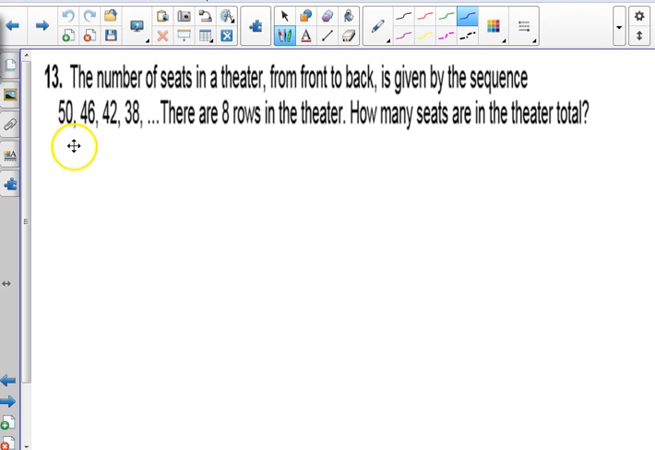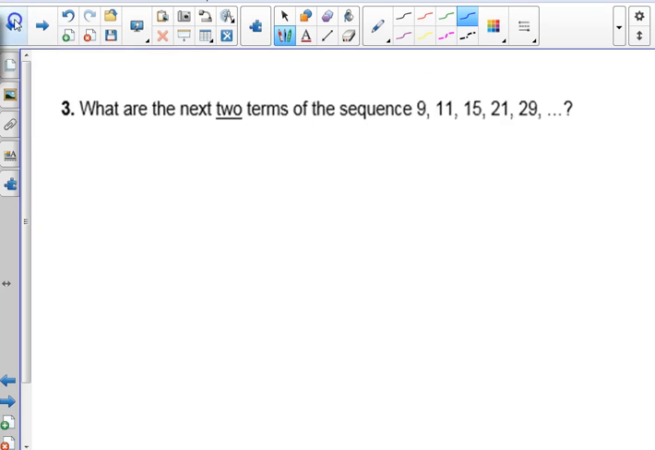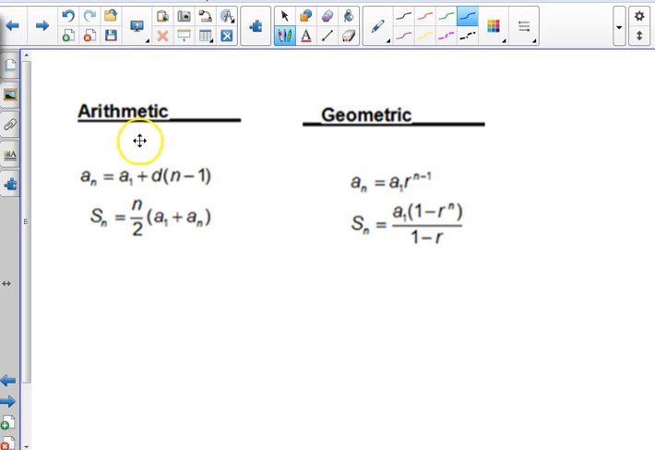This says the number of seats is decreasing by how much? -4. So the sum formula, let me go back and show you this slide. This is what the bottom of the quiz looks like right here. Okay? That's the bottom of the quiz tomorrow. You have those formulas. The 2 sum formulas and the 2 explicit formulas, right? Okay.